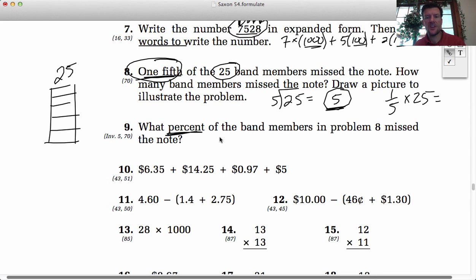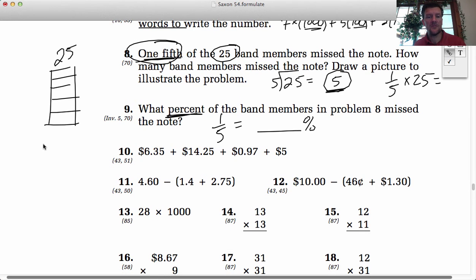So percent means, what percent is 1/5? 1/5 is equal to what percent? Well, there's a couple ways you can approach this. You can take 1 divided by 5, okay? Or you can figure out what over 100 is equal to 1/5, because that's what percent means. It means per 100. So what over 100 is equal to 1/5, okay?